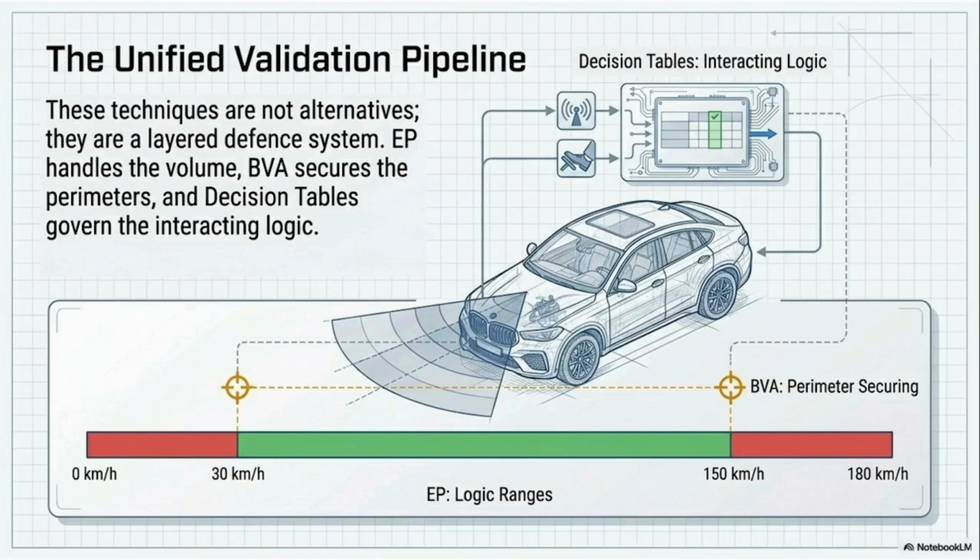In a professional workflow, these techniques are not alternatives. They are a layered defensive system called the Unified Validation Pipeline, or UVP. Equivalence partitioning handles the bulk volumes of data. Boundary value analysis secures the perimeters of those ranges. And decision tables govern the interacting logic between different systems. So when multiple systems are involved, decision tables come in.